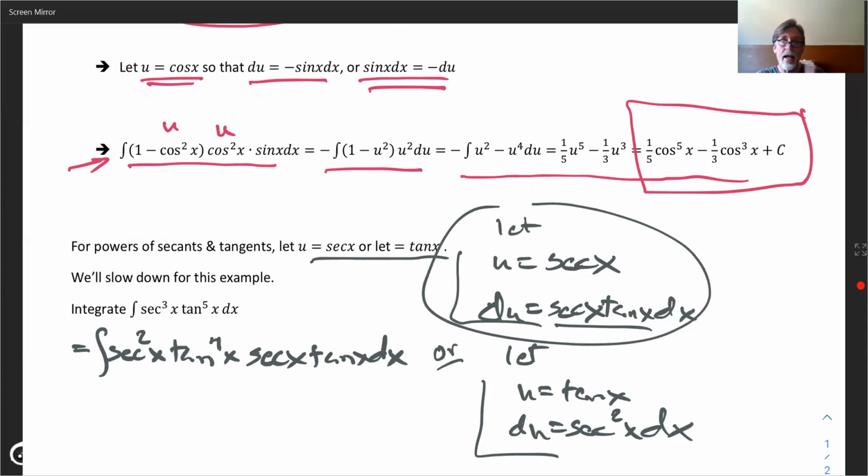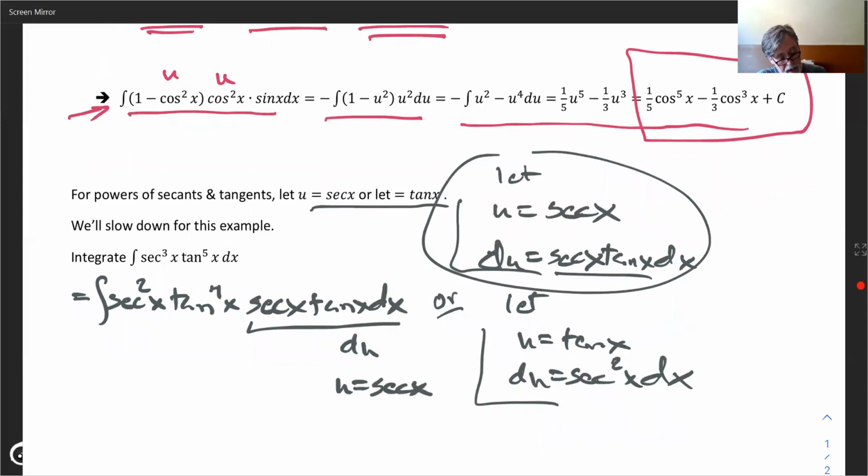Okay. But not everything is in terms of secant yet. This is going to become your du. As long as we let u equal secant x, then du is equal to secant times tangent. It's the derivative of secant, which is secant tangent. Well, that means the first secant squared is cool as far as I know.